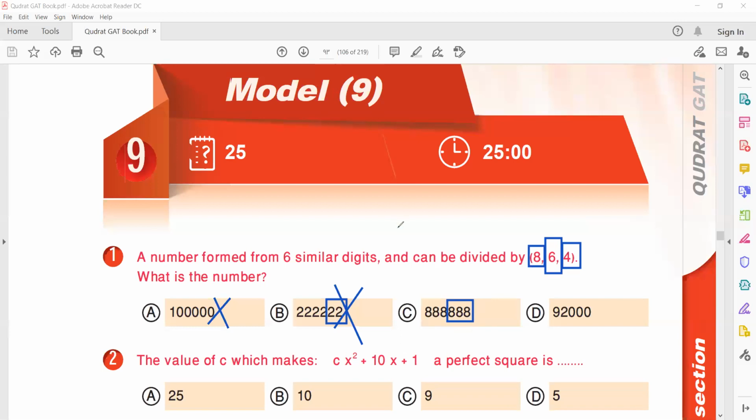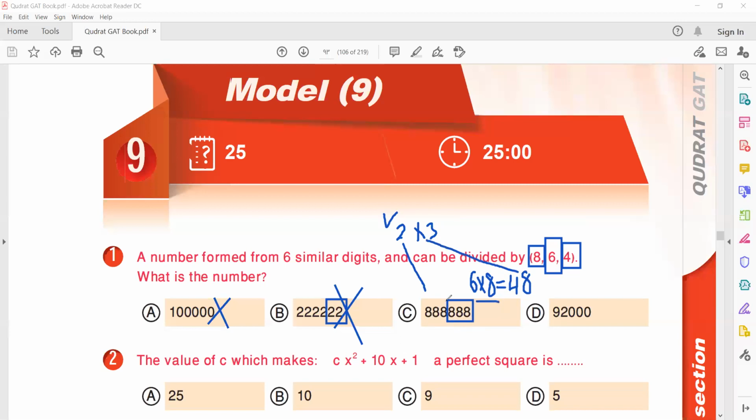For 6, you must check 2 and 3. Is it divisible by 2? Okay, you check it. Yes. Is it divisible by 3? I add all digits. How many 8s do I have? I have 6 of them. 6 times 8 is 48. So 48 is divisible by 3.